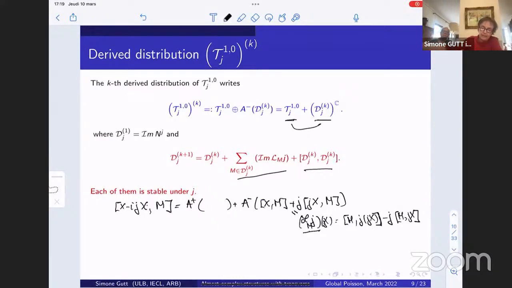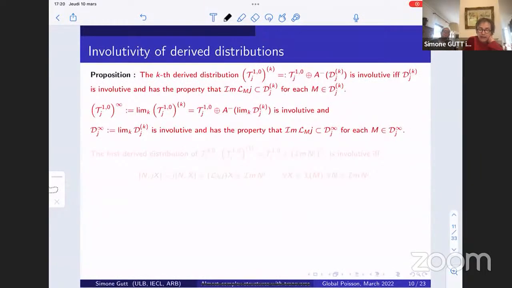Well, again, by induction, T^{1,0} is stable under J, the image of N_J is stable under J. So D_k is stable under J. The Lie derivative of J commutes with J, so that's not a problem. And I just have to check that this is true, but if I look at J times the bracket of two elements in D_k, I can write that as the bracket minus L_M J of N prime. So all my derived distributions are of the form T^{1,0} plus A minus of a real distribution. Those are increasing real distributions, which are stable under J.